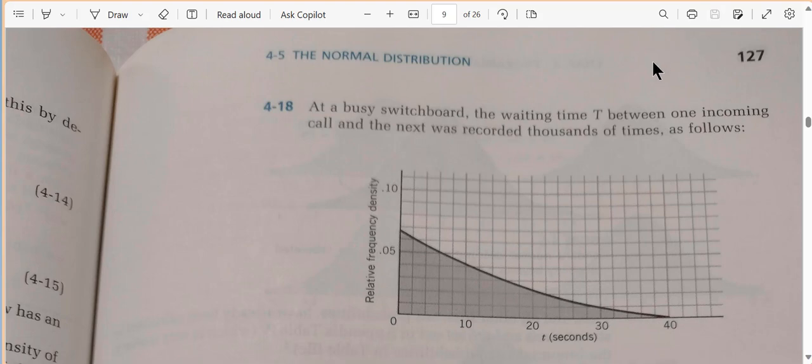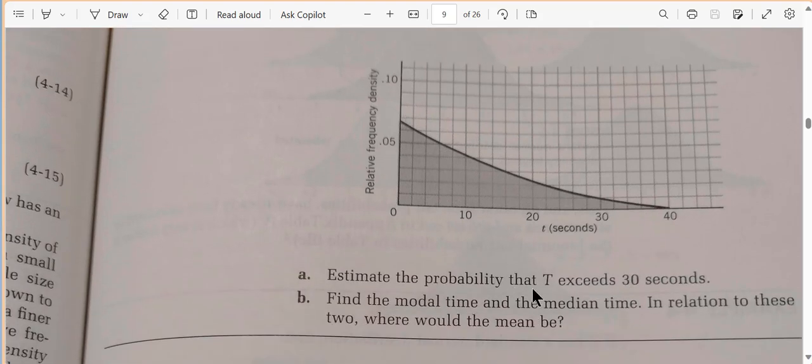So we can see that this shape is, of course, different than the last example, which looked like a pyramid. But here, hopefully, the total area under this curve has to be 1 in order to be called a probability density function. Okay, so assuming that that's true, estimate the probability that t exceeds 30 seconds.